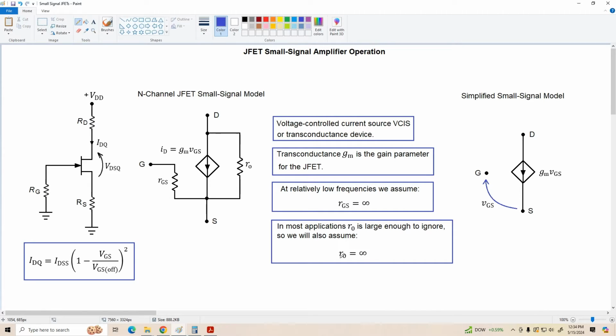Now, what I'd like to do next is take a look at the data sheet for the MPF102, which we've talked about many times before. And what I want to do in particular is talk about the transconductance, what we're calling little g sub m.